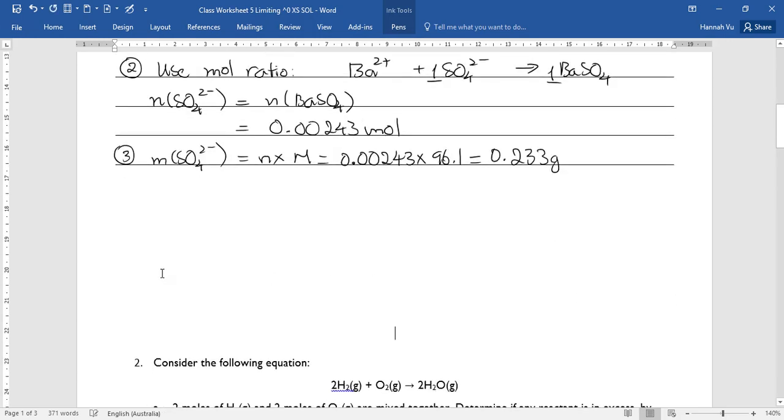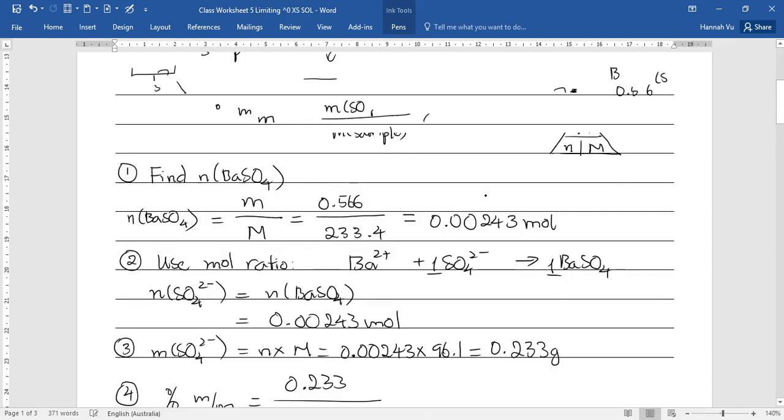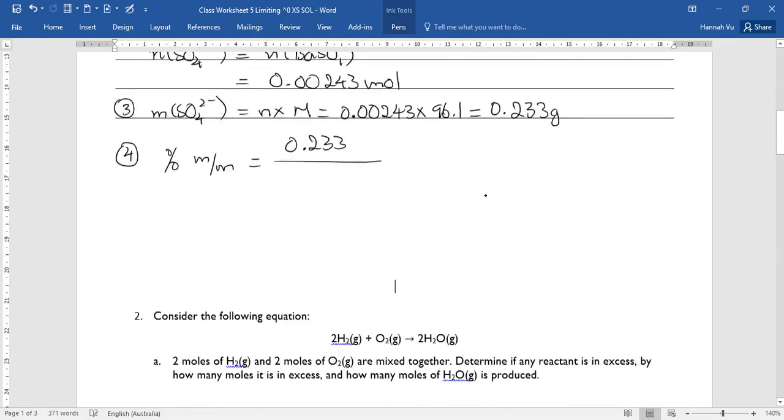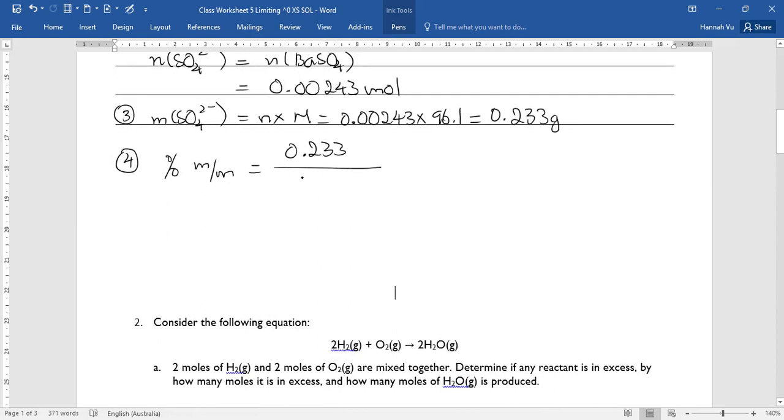Step 4. The percentage mass by mass is going to be 0.233, which is the mass of sulfate ion, over 2.5, which is the mass of the sample, times 100.